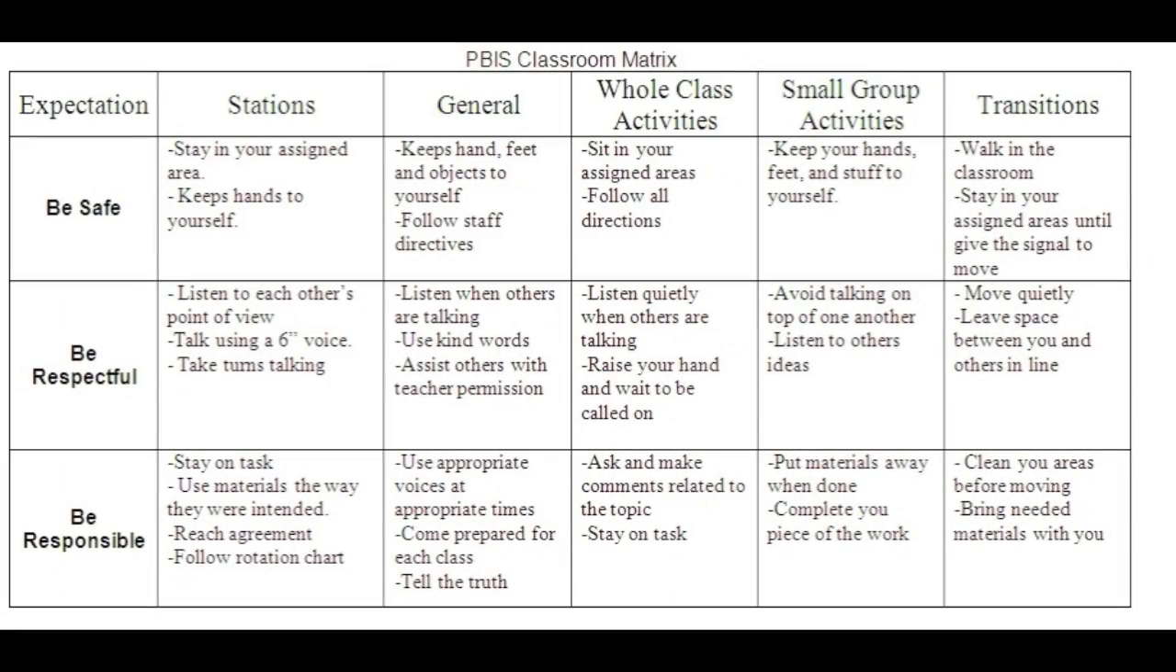Here is an example of a classroom matrix. Across the top are the various transitions and locations in the classroom, and across the side are the 3 school-wide expectations. Then within the matrix are the specific classroom rules for each of those transitions as they fall within the school-wide expectations.